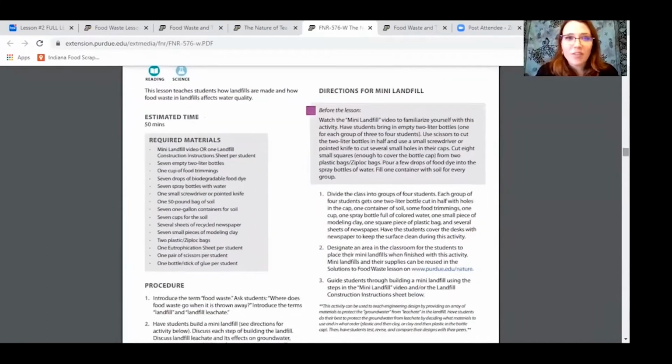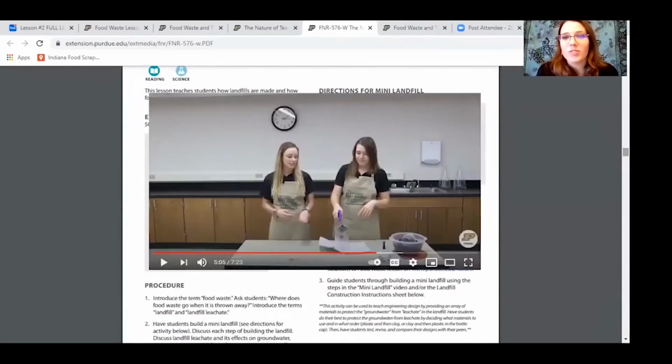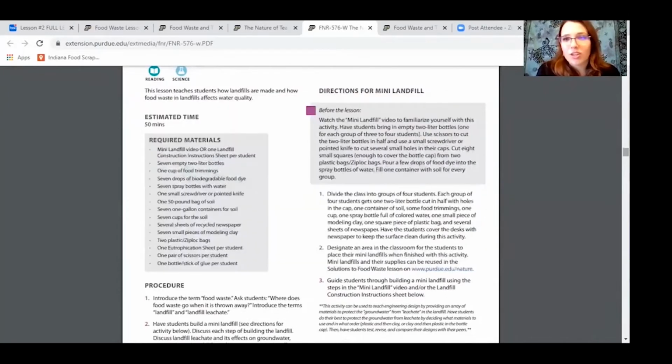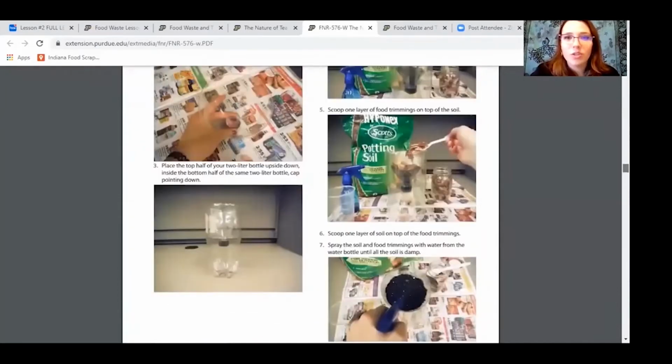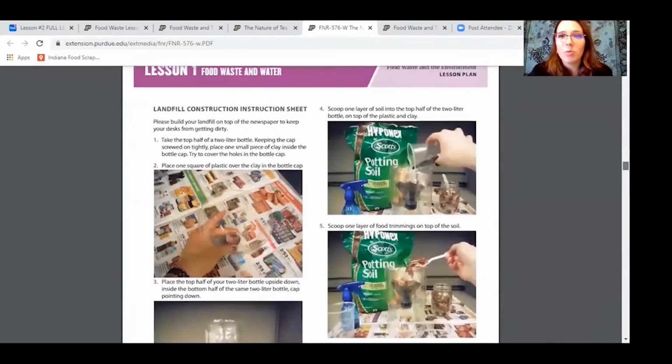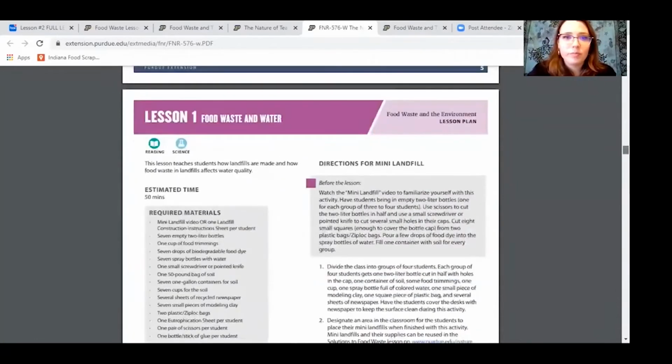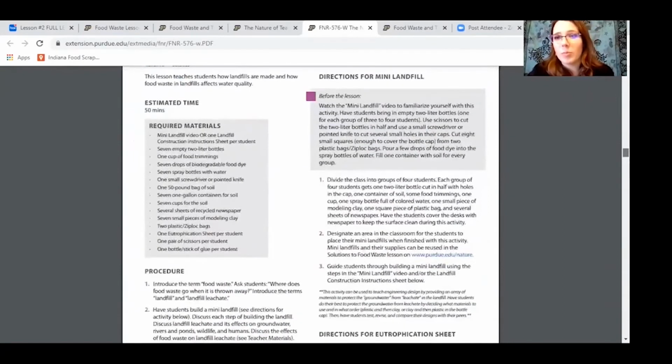So for this activity, you're going to need the mini landfill video, which we saw was available at the website, or printout of the instruction worksheet, which is below in this lesson plan. And so you can show students a printout of instructions on how to build their landfill if you don't want to use the video, or if you want to give them the added opportunity of reading an instruction sheet.